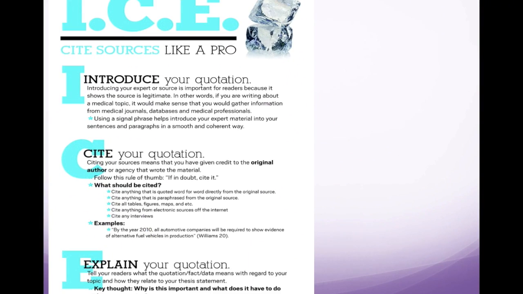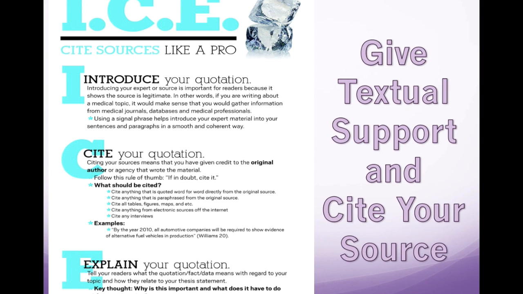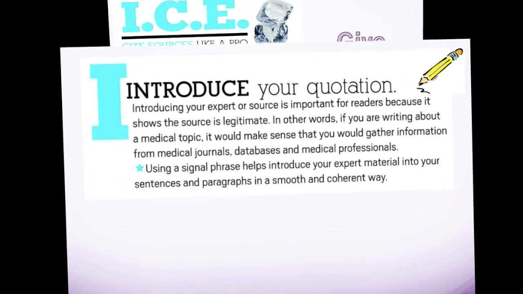All right, so now I want to talk about providing the evidence. In this case, we're using the acronym ICE. So previously when we talked about author's purpose, we used easy as pie. Now we're talking about ICE. Cite your sources like a pro. So you're going to need to give textual support and cite your source, your quote, in your writing. This is a big thing for me. Honors kids have started to do this on a regular basis. Everybody needs to be citing their sources. So let's take a closer look.